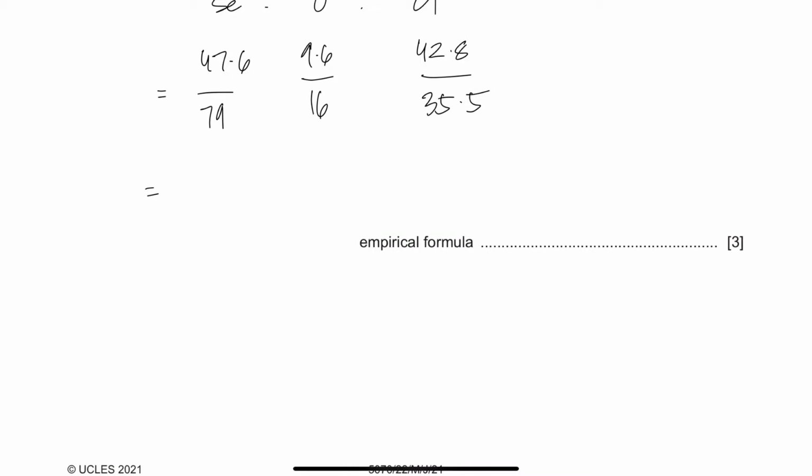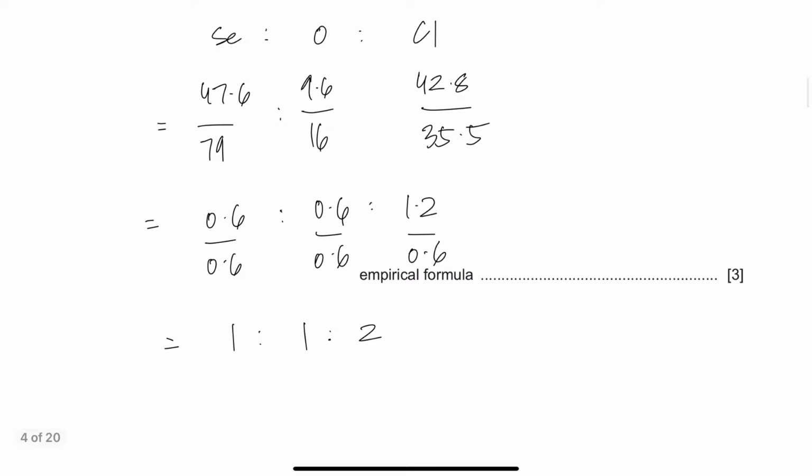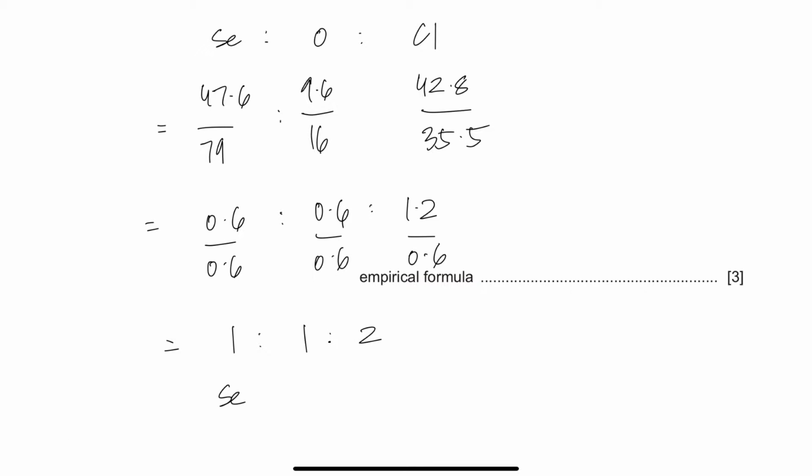What do you get? 47.6 divided by 79, roughly 0.6 ratio. 9.6 divided by 16, that's also giving you like 0.6. And then 42.8 divided by 35.5, that's giving you 1.2 something. So 1.2. The next step for the empirical formula is divide by the smallest ratio. So 0.6, divide everything by it, and voila, 1:1:2, and that's going to give you the empirical formula, which is selenium, oxygen, and 2 chlorine. So SeOCl2. Beautiful. Easy 3 marks.